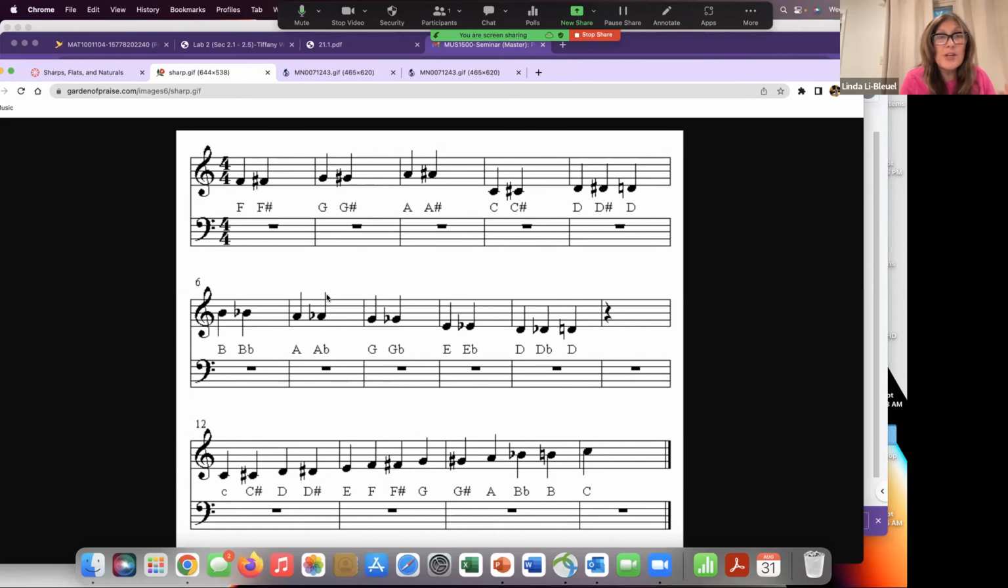So for the quiz, I'll just have a picture of a sharp and I'll say, what does that do? And your answer will be raises the pitch. And if I have a picture of a flat and I'll say, what does that do? You're going to say, it lowers the pitch. And that's it. So I hope that makes sense.